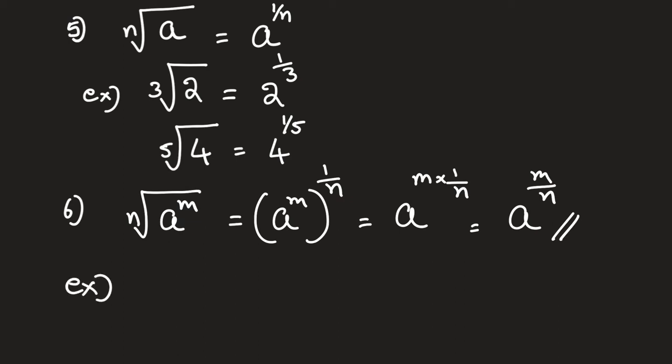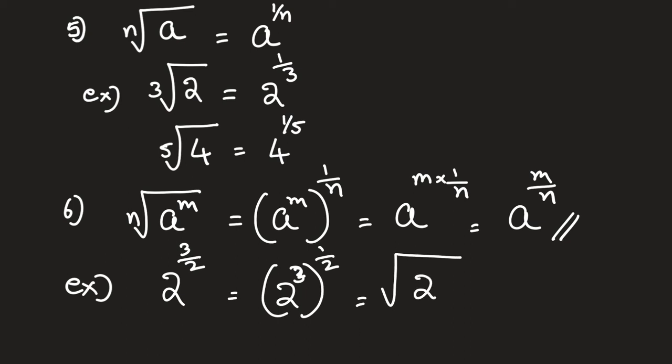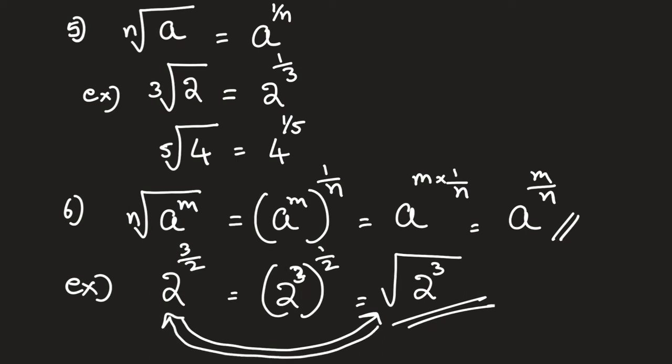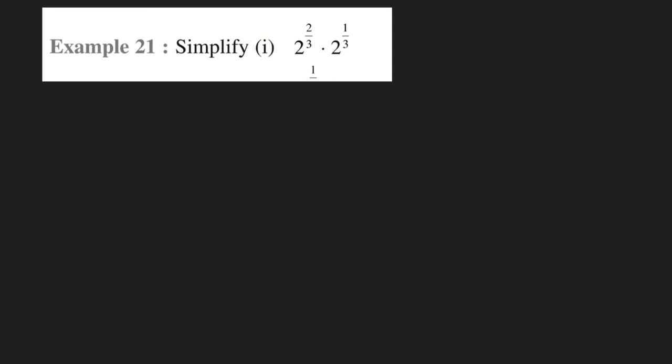Example, 2 to the power 3 over 2. Can I write this as 2 to the power 3, the whole thing to the power 1 over 2? And when the exponent is half, it is nothing but square root. So this is square root of 2 to the power 3. So look how we change this into the square root form, and how the square root form can be changed into the exponent form.